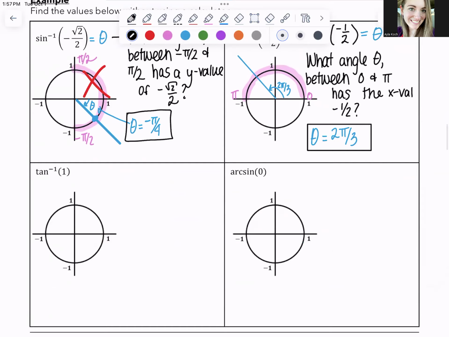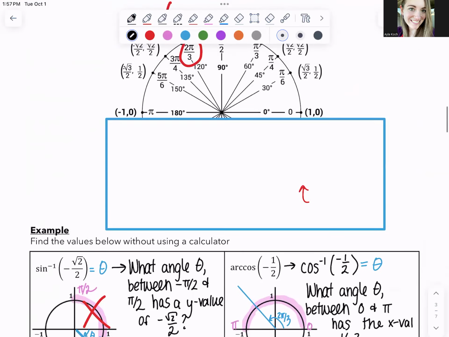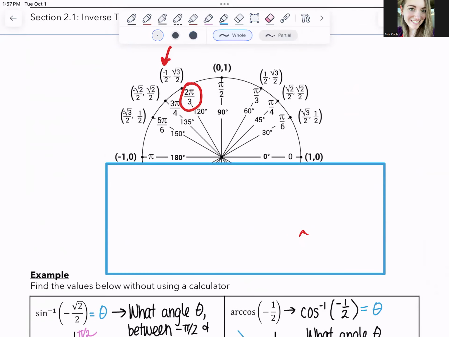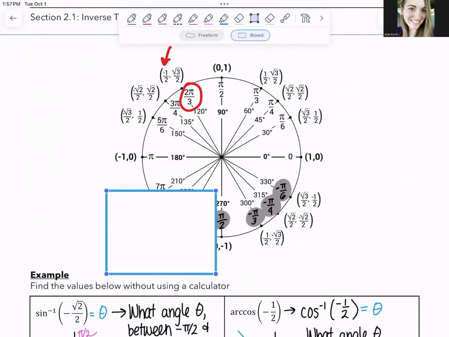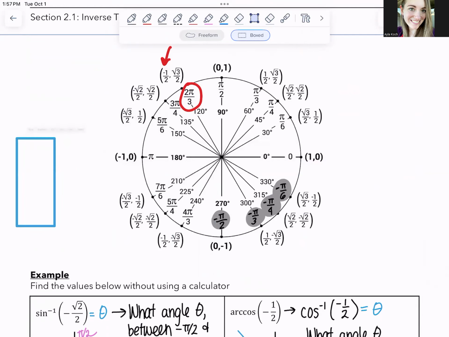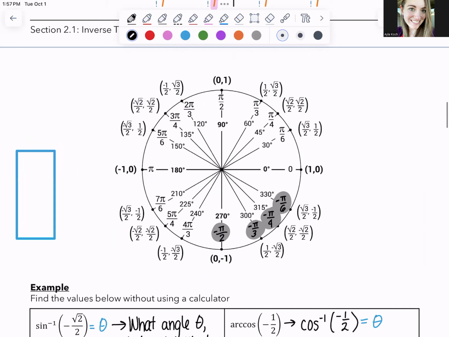Tan inverse of 1. Let's come on to this unit circle real quick. Somewhere you should have a unit circle that you've been writing on, or you can write on this one, but let's make note of the tangent values real quickly. Remember, tangent for the unit circle is equal to y divided by x. And there's a lot of symmetry that happens here.